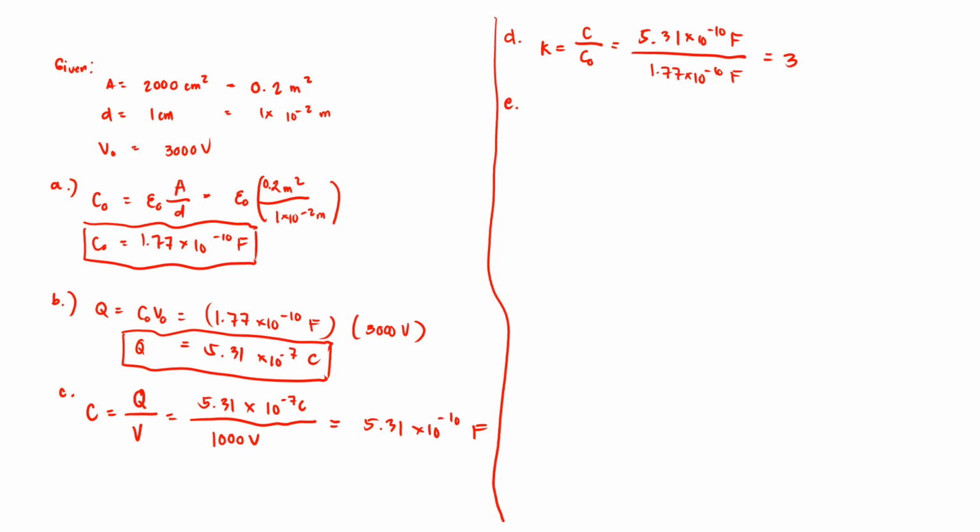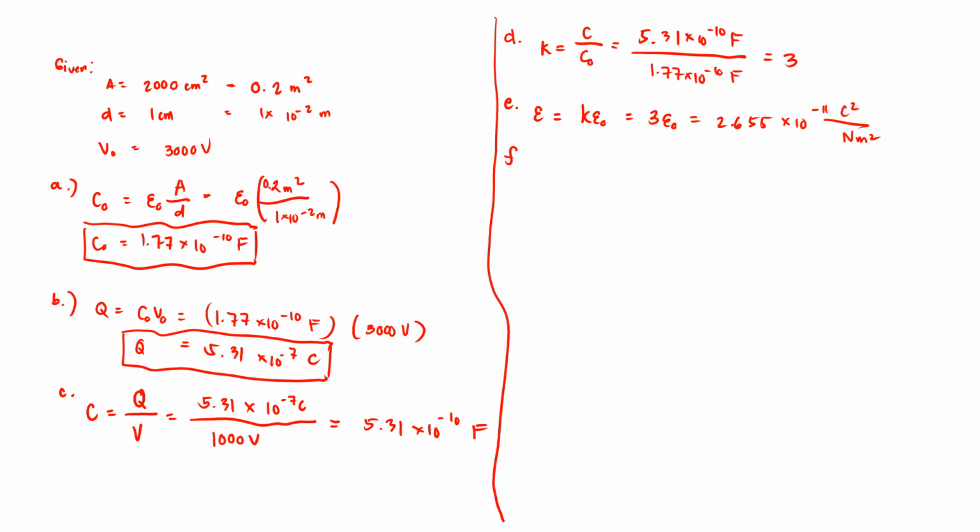And then for letter E, we need to find the permittivity of the dielectric. So epsilon is equal to K multiplied by epsilon naught. So 3 multiplied by epsilon naught is equal to 2.655 times 10 to the negative 11 coulomb squared per Newton meter squared. Okay, so this is the permittivity of the dielectric material.